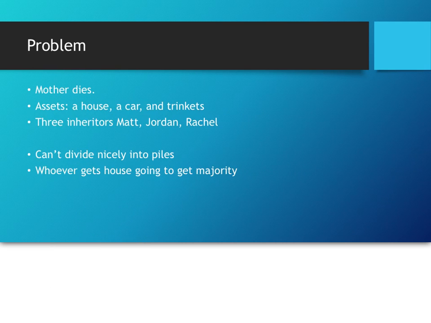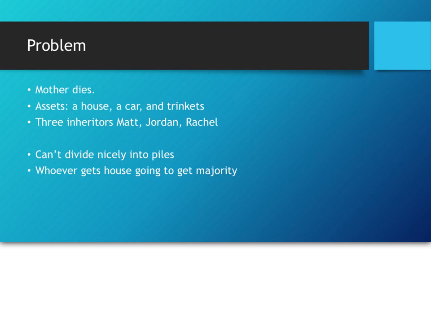So here's the problem. I said issues, but the same thing works with inheritance problems. Okay, so let's say a mother dies, and she has basically 3 major assets: a house, a car, and a bunch of trinkets. Everything else is kind of worthless. Now, the house is much more valuable than, let's say, the car and the trinkets put together.